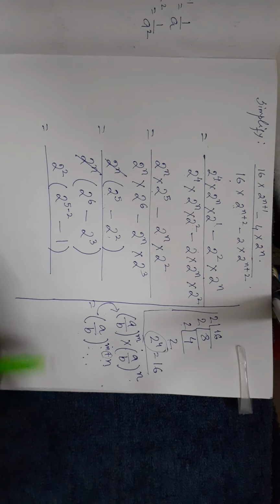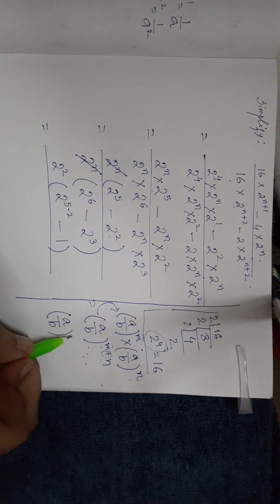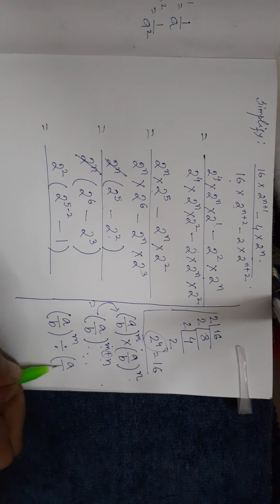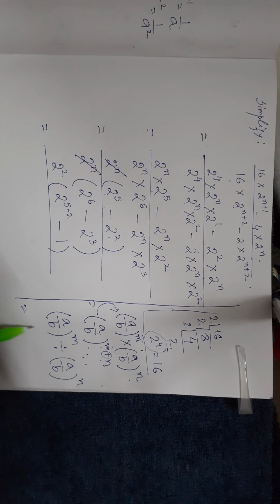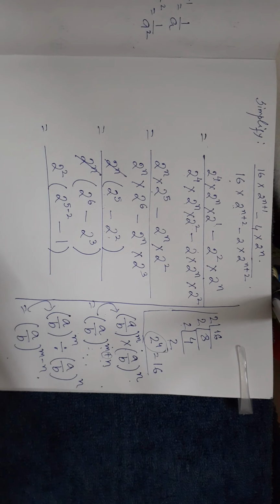For a correct recapitulation, I can tell you the things that we have done: one more formula, that (a/b) raised to the power m divided by (a/b) raised to the power n is equal to (a/b) raised to the power m minus n. We did this formula also. So from here we can basically go here also.